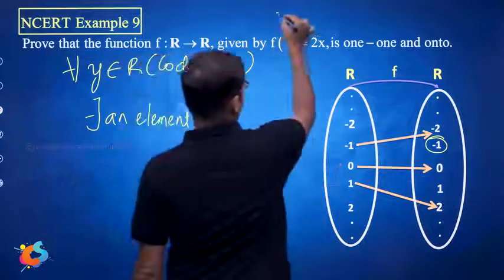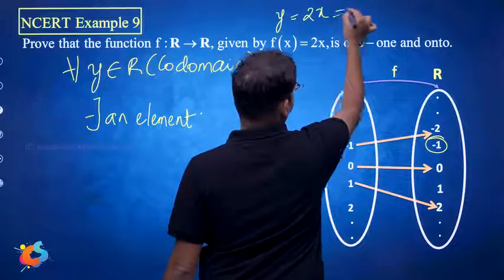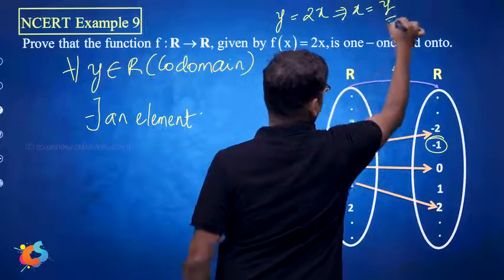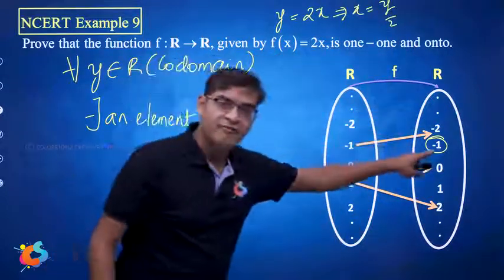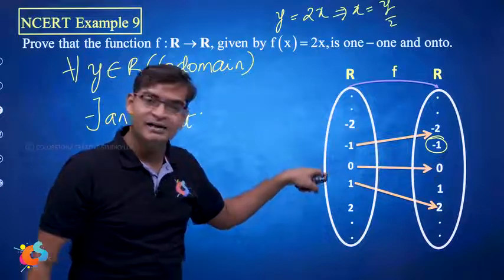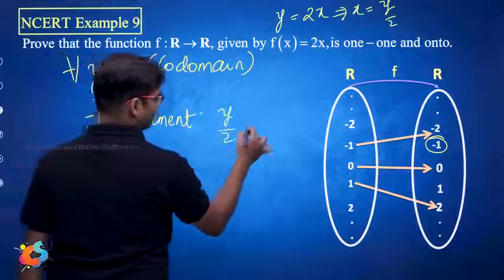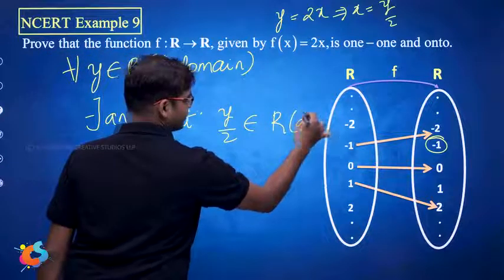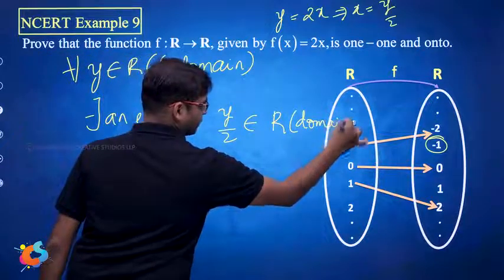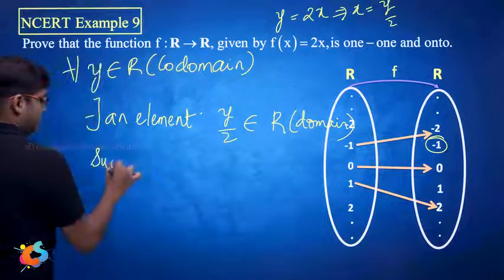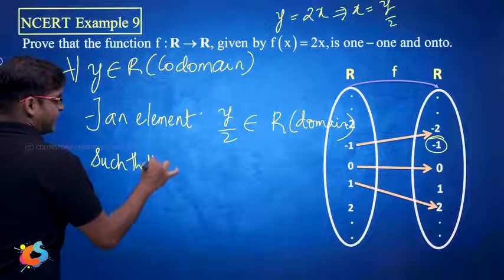Very simple. y is equal to 2x implies x is equal to y by 2. So therefore, if you have y here, there is an element y by 2 in our domain. There exists an element y by 2 belonging to R, which is our domain, such that... Now, this is the final line.